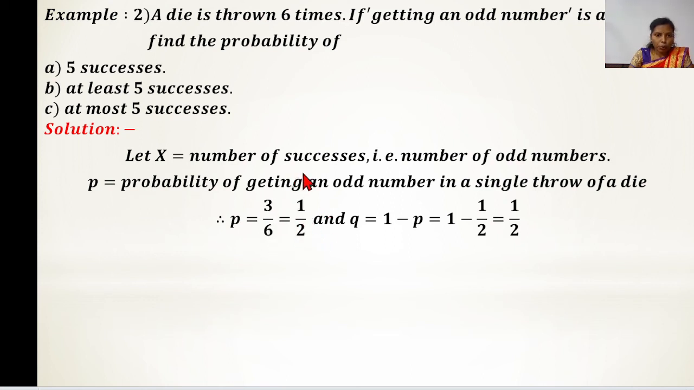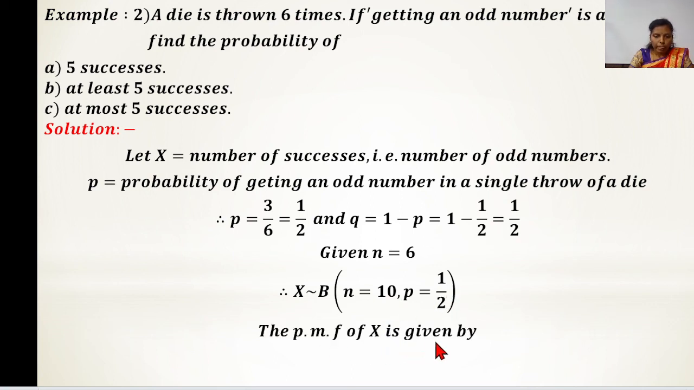Since a die is thrown 6 times, the possible outcomes are 1 to 6. The odd numbers are 1, 3, 5. Therefore, the probability is 3 by 6, that is equal to 1 by 2. And q is equal to 1 minus p, that is 1 minus 1 by 2, which is 1 by 2. Here we are given n is equal to 6. Therefore, X follows a binomial distribution with parameters n is equal to 6 and p is equal to 1 by 2.